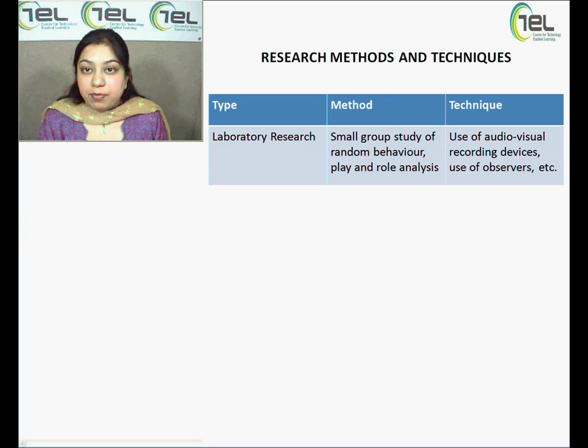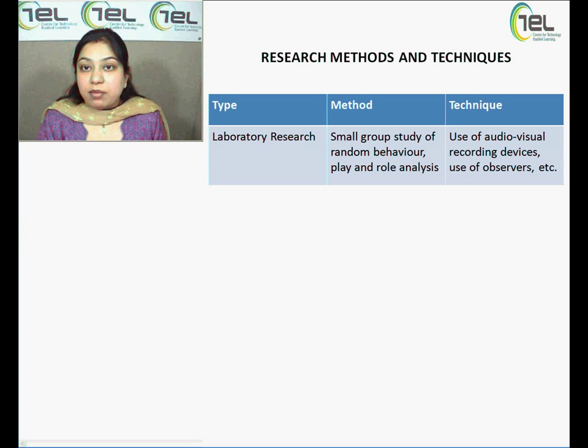Now, the last type of research is laboratory research. Laboratory research is the kind of research where the situations can be controlled by the researcher himself. That means there are no external factors affecting the research process as a whole. The method applied in this is a small group study of random behavior or role play, which can be applied in laboratory research.